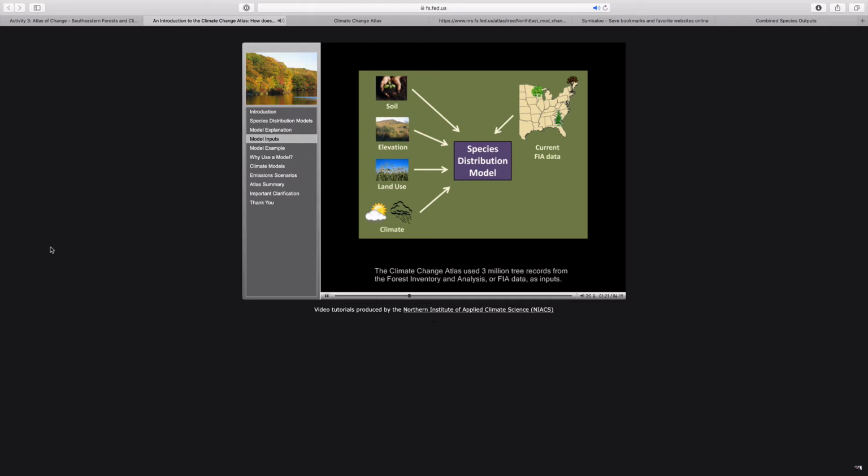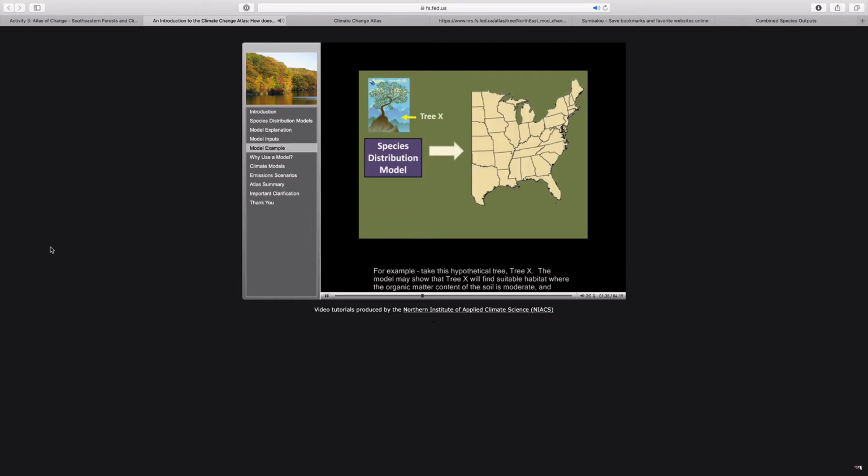The Climate Change Atlas used 3 million tree records from the Forest Inventory and Analysis, or FIA data, as inputs. The model can then statistically assess how each predictor variable is related to the current tree distribution in the eastern U.S. For example, take this hypothetical tree, tree X. The model may show that tree X will find suitable habitat where the organic matter content of the soil is moderate and average summer temperature is relatively cool.